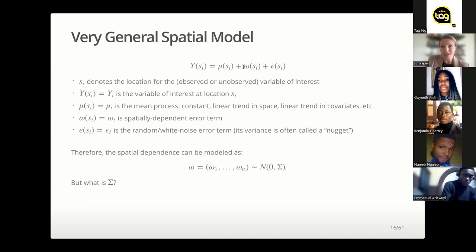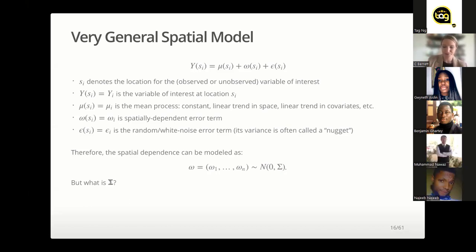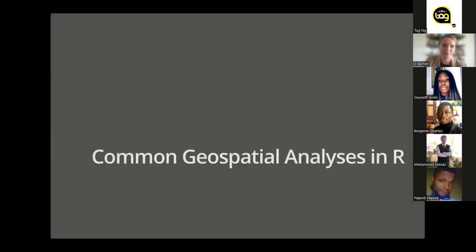So we're interested in understanding this spatial process, omega, and we can model that with a normal distribution with a mean 0 and then a covariance structure sigma. But how do we define sigma, right? So those questions that I was looking at earlier were to motivate this sigma and how we're going to pick a sigma and how we might want to model that covariance term.